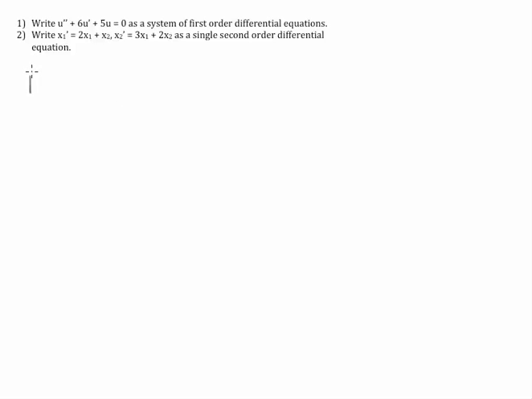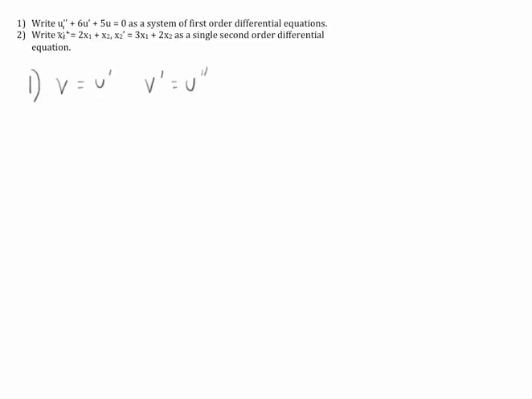Notice in number 1, we have one differential equation in terms of u, and it's second order. Let's define a new variable. Let's define v to be u prime, the derivative of u. So v prime is u double prime. Now notice what that means I can do.